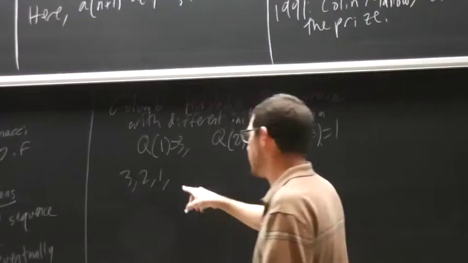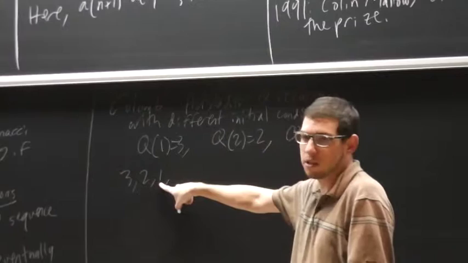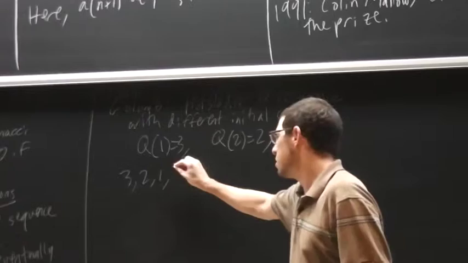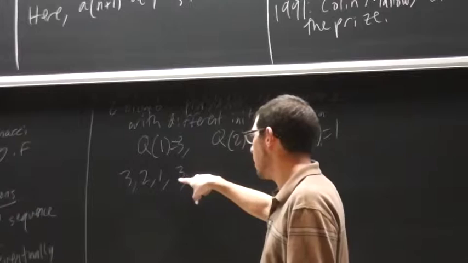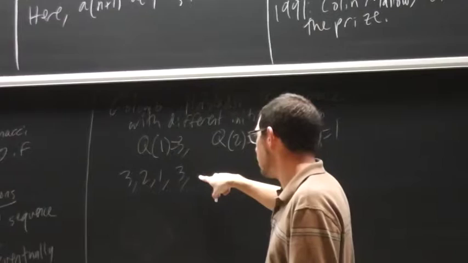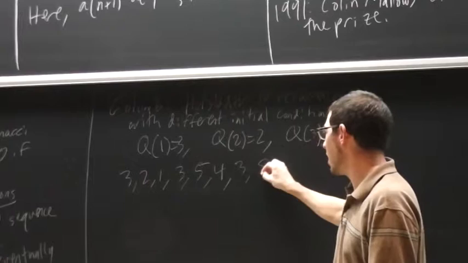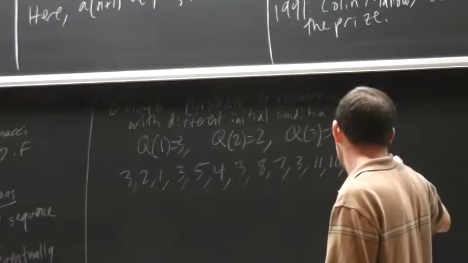Then the next term, the fourth term, Q of 4, following that recurrence, is Q of 4 minus Q of 3, so that's Q of 4 minus 1, so it'll be Q of 3. That'll give us a 1. And then plus Q of 4 minus Q of 2, so that'll give us a 2. We add those together, we get a 3 here. And then the next term is going to be Q of 5 minus 3, which is 2, plus Q of 5 minus 1, which is 3. So this will be 5. And then I'm just going to write down some more terms. The term after the 5 is a 4. Then 3, 8, 7, 3, 11, 10, 3, 14, 13, and so on.